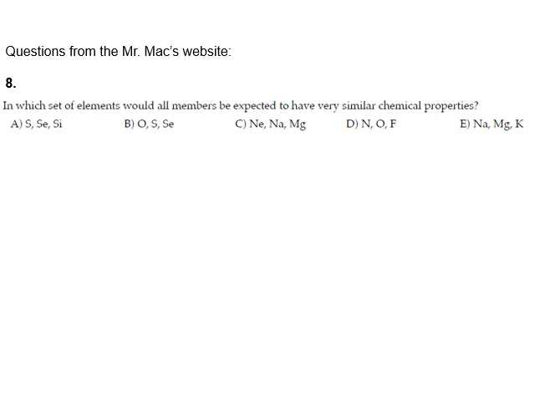All right, so number 8 from Mr. Mack's website. Number 8, in which set of elements would all members be expected to have very similar chemical properties? Well, it's any of these 5 choices that are all in the same column or group. So we don't really need to spend a lot of time on this. You can just look at your chart, and if you look at answer choice B, as in boy, O, S, and Se, oxygen, sulfur, and selenium are all in the same group or column, right on top of each other. So that's going to be our answer. If you get this on a test or on the final, you're looking for three things that are all in the same column. And if you look at the other answer choices, none of those fit that. So the answer here is going to be B.